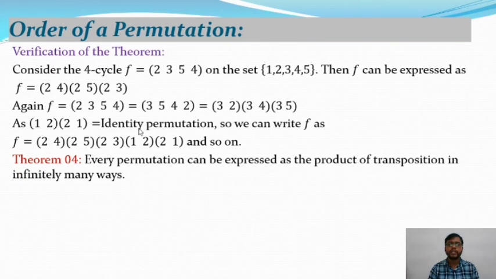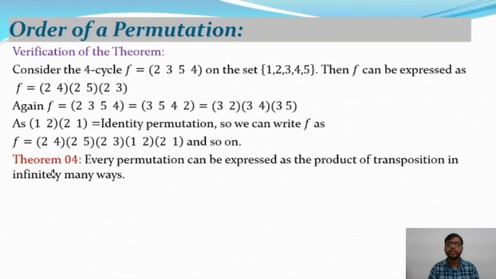As well as (1 2)(2 1), the product of 2 transpositions, is equal to the identity. So that means (1 2)(1 2). So we can write f as f equal to (2 4)(2 5)(2 3)(1 2)(2 1) and so on.